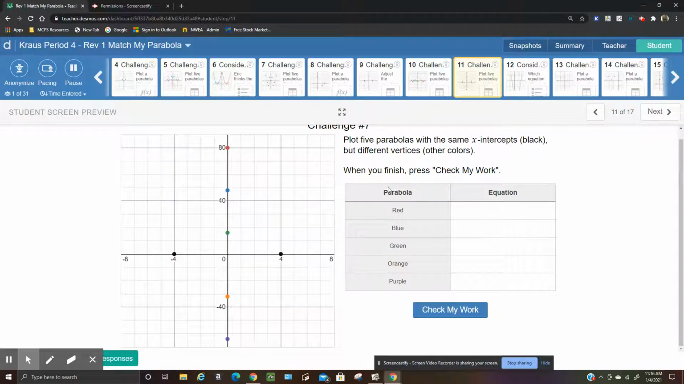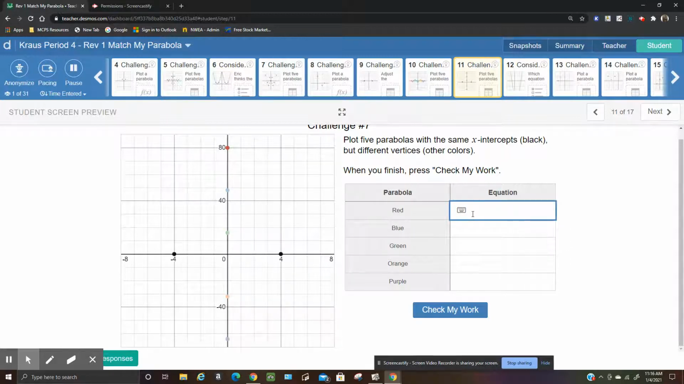All right, plot 5 parabolas, the same x intercepts, but different vertices. So you're going to use the red point, the blue point, the green point, and the orange point as vertices. So let me go ahead and click on them so it actually gives me the value of the vertex for each one.